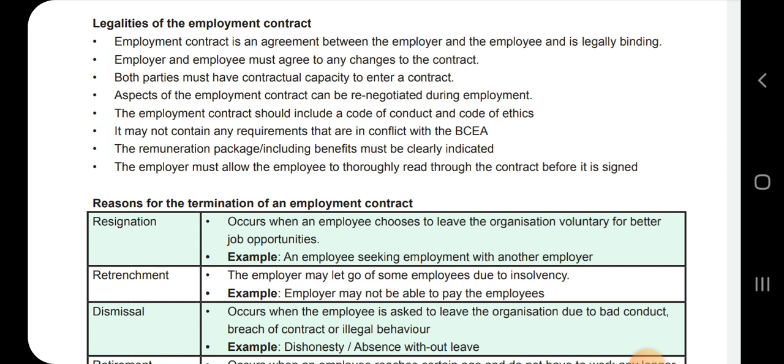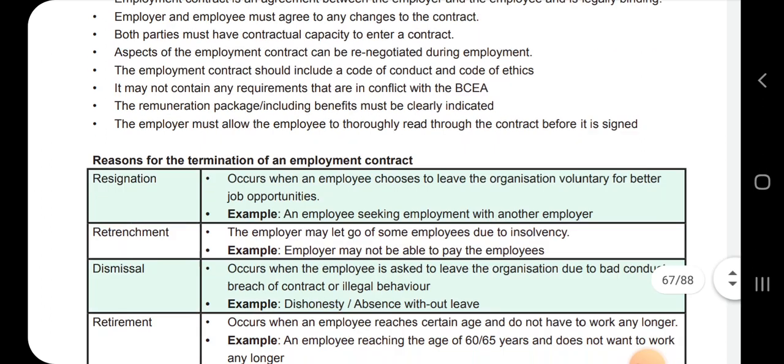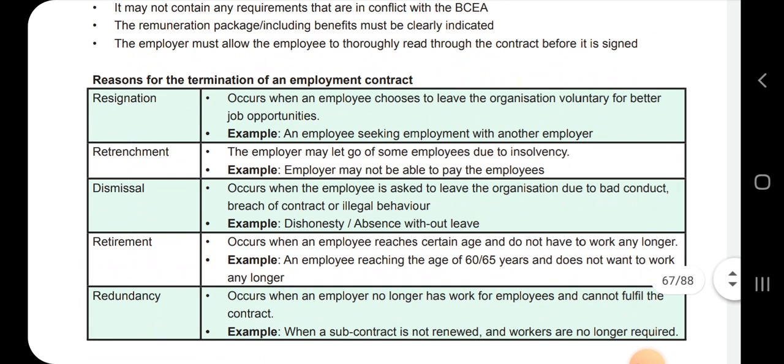Aspects of the employment contract can be renegotiated during employment. The employment contract should include a code of conduct and code of ethics. It may not contain any requirements that are in conflict with the Basic Conditions of Employment Act. So the remuneration package, including benefits, must be clearly indicated. This is what you will get. These are the benefits for working for the company. The employer must allow the employee to thoroughly read through the contract before it is signed.